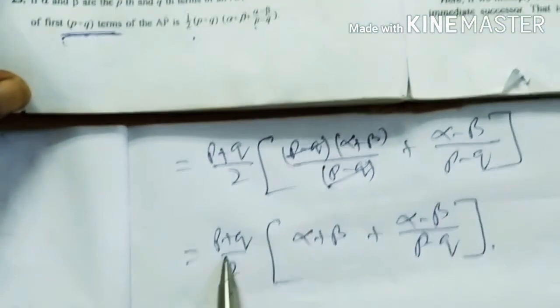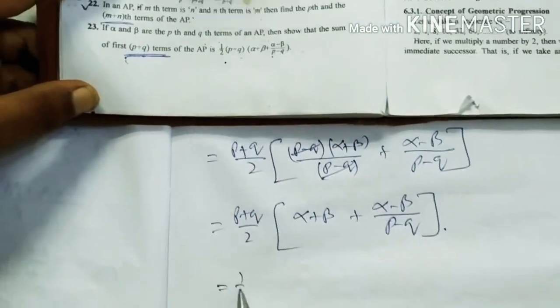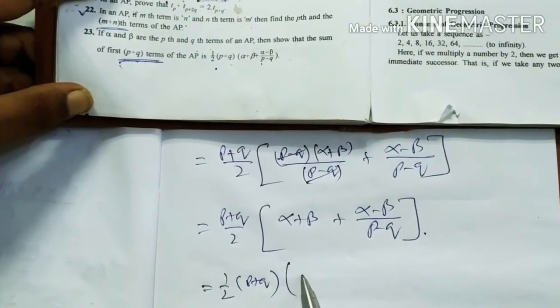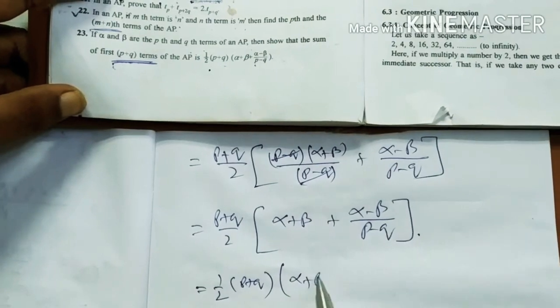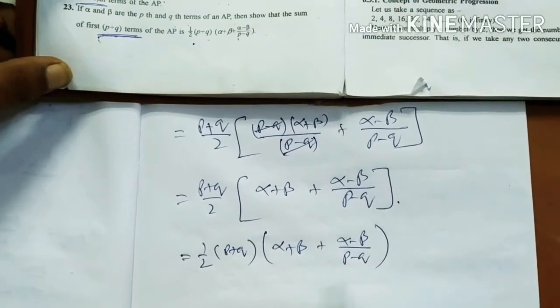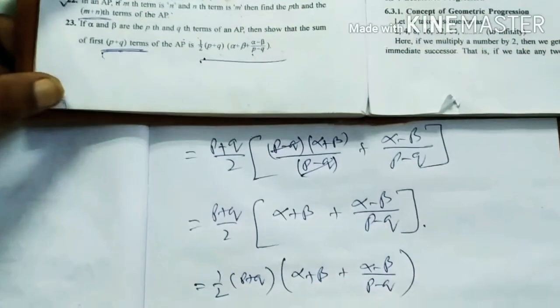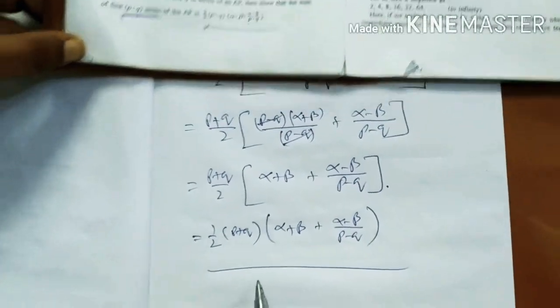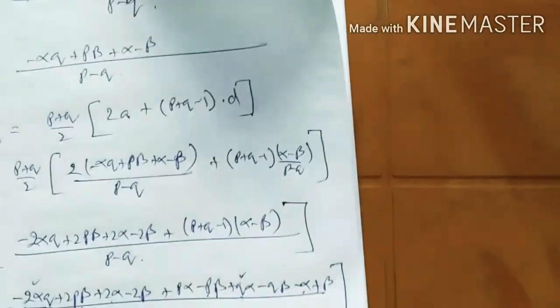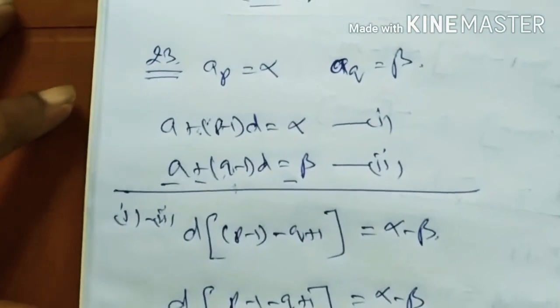You can see half, this you can write as 1 by 2 (p plus q), this (alpha plus beta) plus (alpha minus beta) by (p minus q). See, this and this are the same, which you had to prove. This is proved. Now you can see this is all about question number 23.